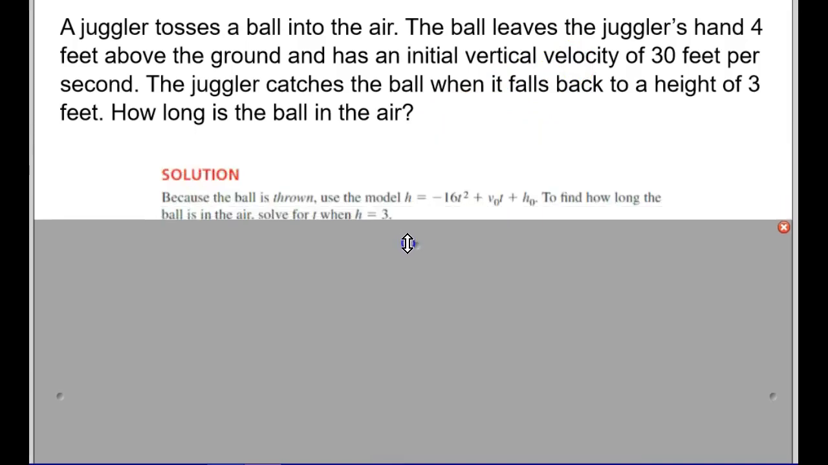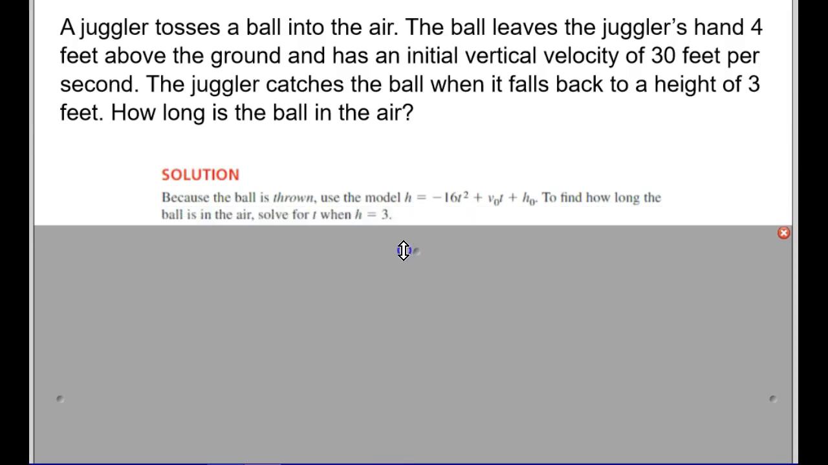So I have a juggler that tosses a ball into the air. The ball leaves the juggler's hand 4 feet above the ground and has an initial velocity of 30 feet per second. The juggler catches the ball when it falls back to a height of 3 feet. How long is the ball in the air? So the first thing I want to do is figure out what my equation is. And then I can solve for when h equals 3.